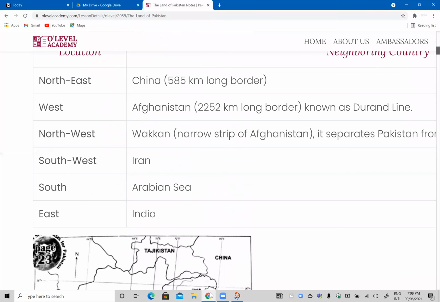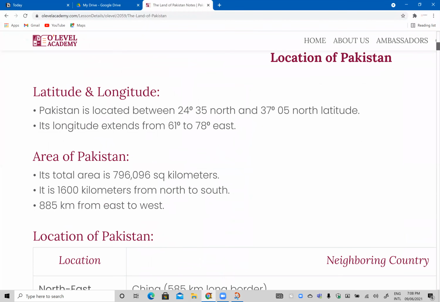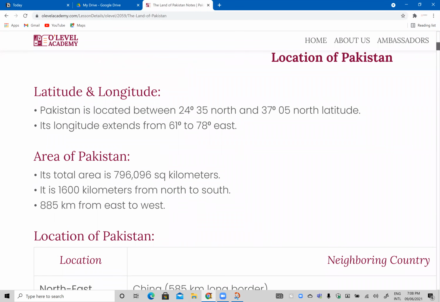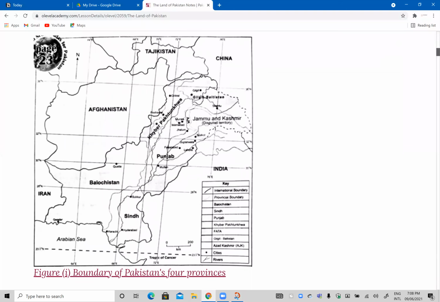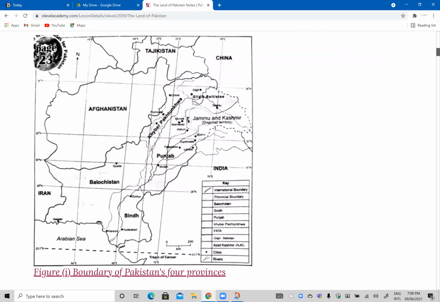Let's look at the information again. We're located between 24 and 37 degrees north. These are the latitudes. And if you talk about the longitudes, 61 to 78. This is exactly what we saw on the map. So let's look at the latitudes again. They start from 24, right above the Tropic of Cancer, there will be a 24 degrees north latitude.